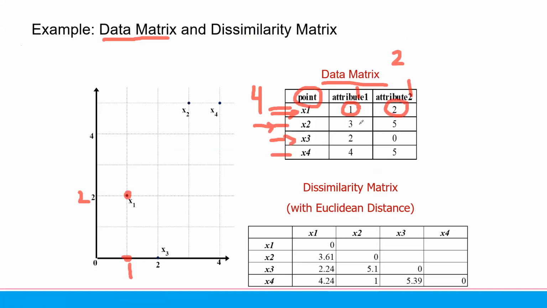What about x2? x2 has attribute 1 as 3 and attribute 2 as 5. So 3 and 5. So here is the x2. x3, we have 2 and 0. This is x3. And x4, we have 4 and 5. So this is the x4. We can create later the dissimilarity matrix. So this is the dissimilarity matrix with Euclidean distance. So we will check how we can calculate it.